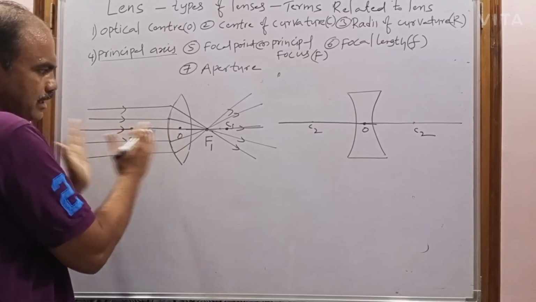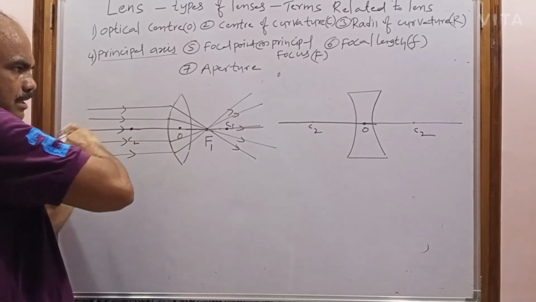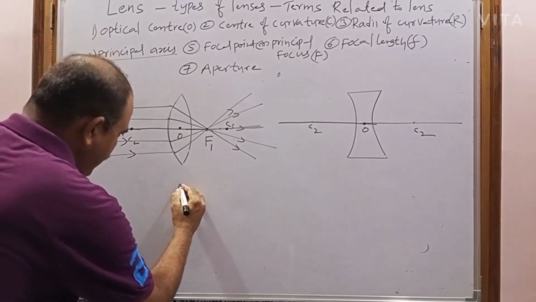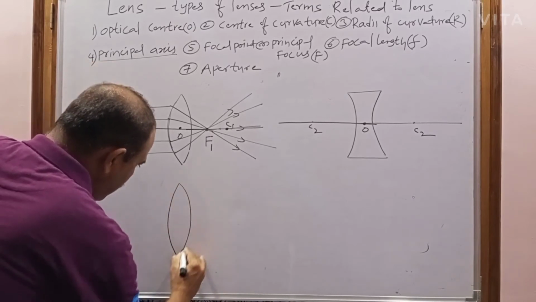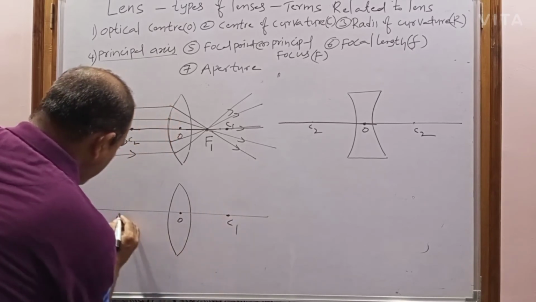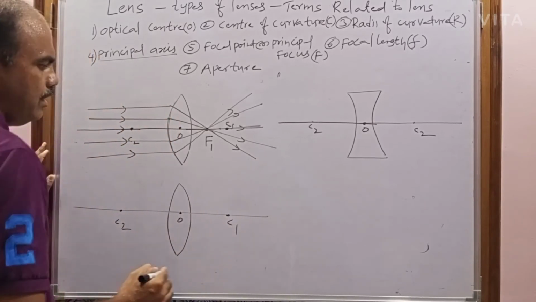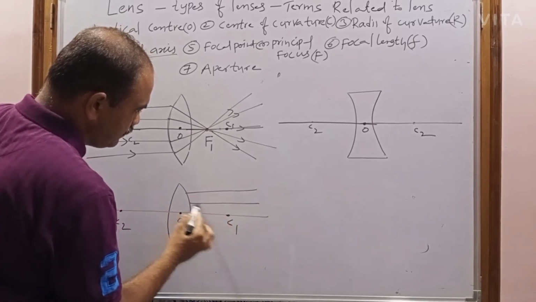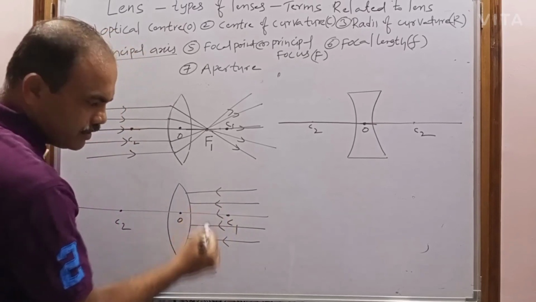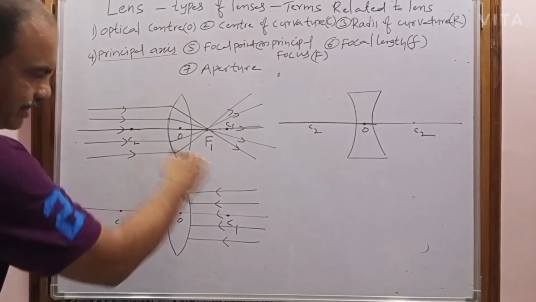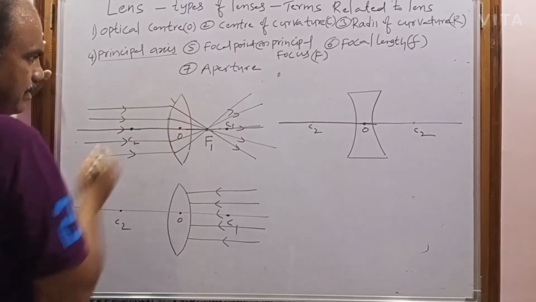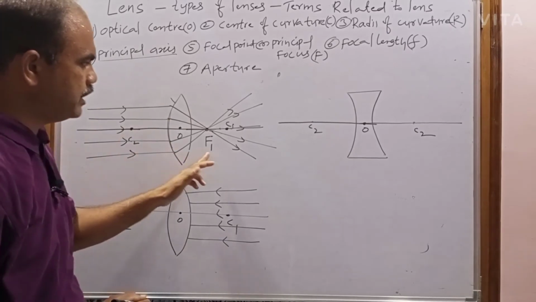In the same way, this is the incident light, the parallel beam of light incident on the left side. Now imagine this is the double convex lens, the optic center, this is C1, and let us imagine this is C2. Now if this parallel beam of light, parallel to the principal axis, is incident on the second surface, this is the first surface. So first the parallel beam of light is incident on the first surface. Now this is the first principal focus.